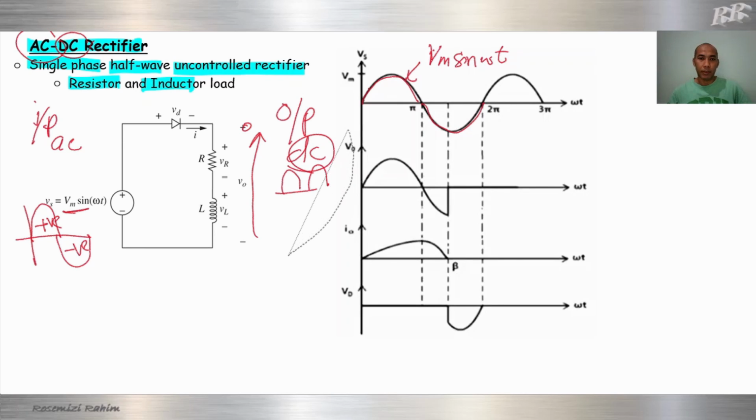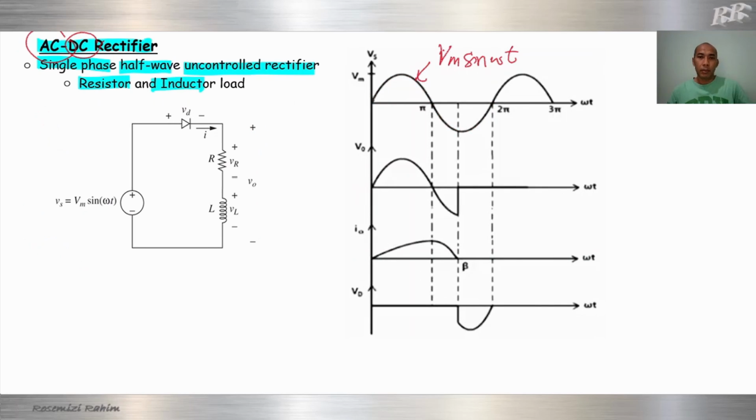Okay, let's start to derive, looking at the response. We have 0 to pi, the positive cycle. The maximum is V max. The polarity is like this, the same as our input, so the current will flow from the positive terminal.